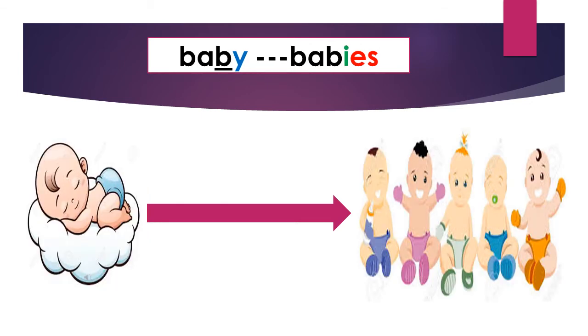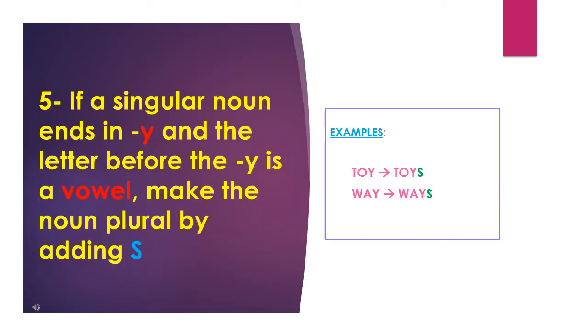Here is another example. So baby, one baby. Look at the word baby. It ends in y, and before it there is a consonant, B. So we remove the y and add IES. So one baby, five babies.